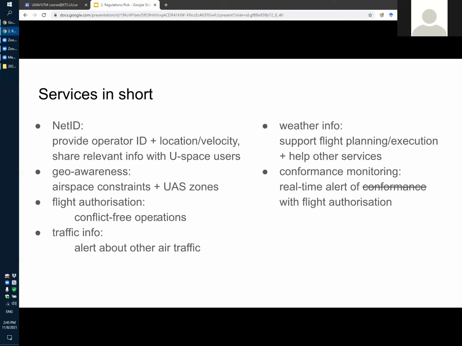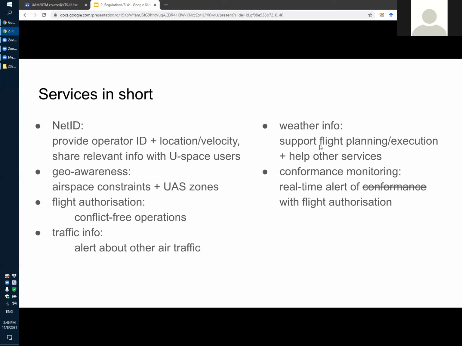Flight authorization, you have to be authorized for conflict-free operations. So only those operations that are conflict-free should be authorized. And the traffic information service, it alerts about other traffic in the vicinity. So I don't know, these explanations, they are short, but I guess the namings of the services are pretty good. So they more or less explain what they are or what you have guessed.